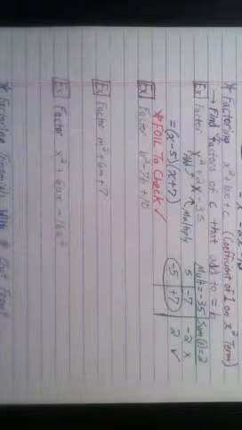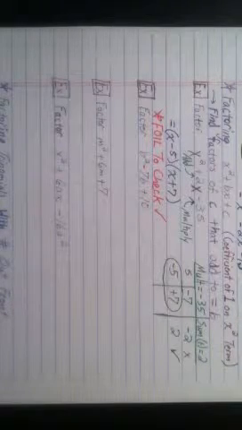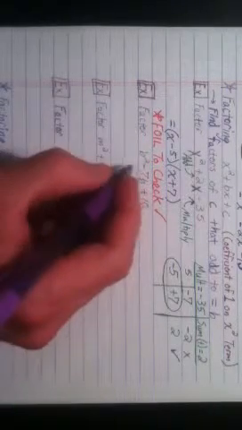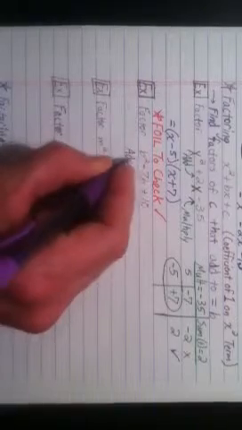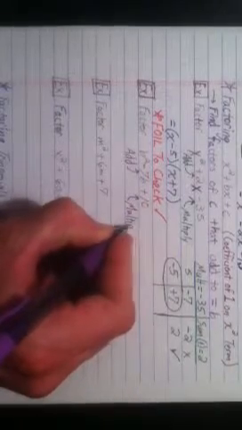b squared minus 7b plus 10. So one more time, we're looking for numbers that add to give us the middle term's coefficient, and they have to multiply to give us the constant value on the end. So add to give us negative 7, multiply to give us that 10.